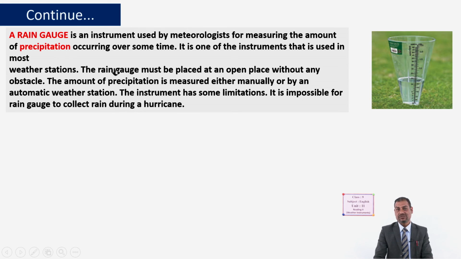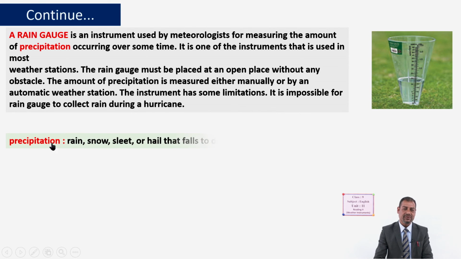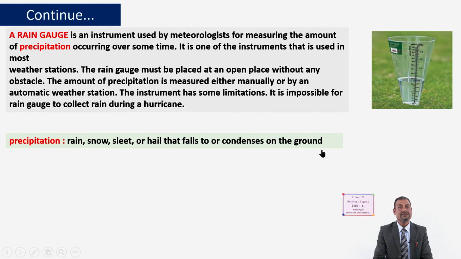precipitation. So what does it mean? Dear students, these all things are technical, so you may feel more difficult, so don't worry. I am helping you, supporting you, okay? So what do you mean by precipitation? Okay, let me show you. Precipitation means rain, snow, sleet or hail that falls to or condenses on the ground. Okay, this is what you can find.